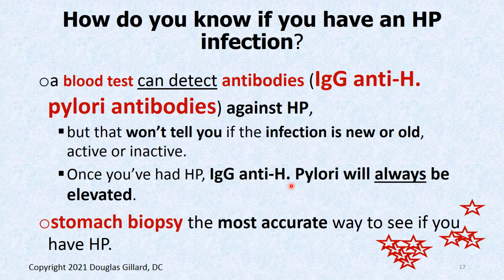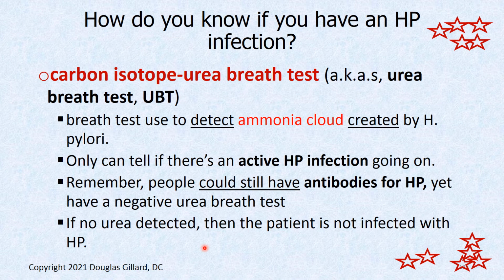The only way to tell if you have H. pylori is to do a stomach biopsy. That's not the only way, but that's by far the most accurate way. There is a test called the carbon isotope urea breath test. I've had this before because I've had HP in the past and had stomach upset and my antibodies were present. But that doesn't mean that I didn't have an HP infection. So you breathe into this tube. It's about an hour test.